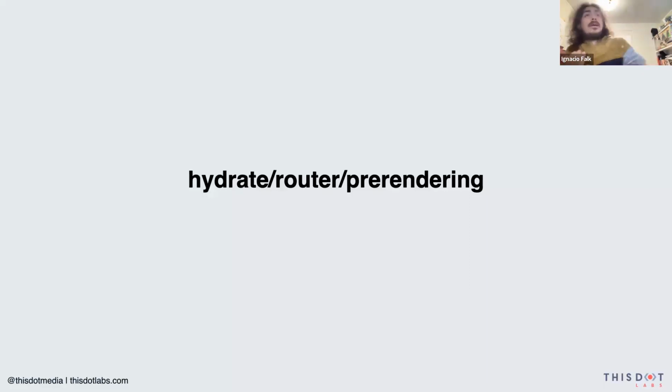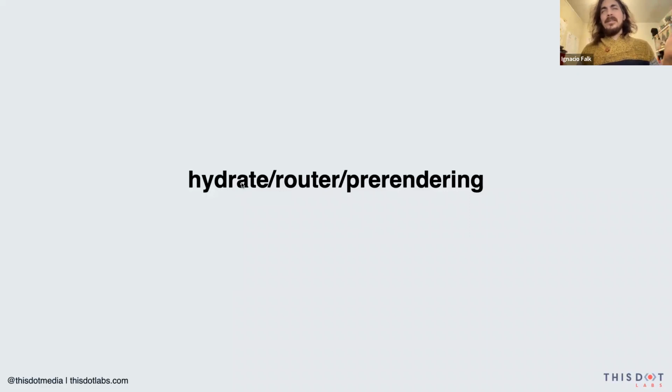If you set hydrate and router to false, it actually means that there will be no JavaScript in your page. Pre-rendering, of course, will generate an HTML instead of server-side rendering it, and it will be served as a static asset. You can mix these to do whatever you want.